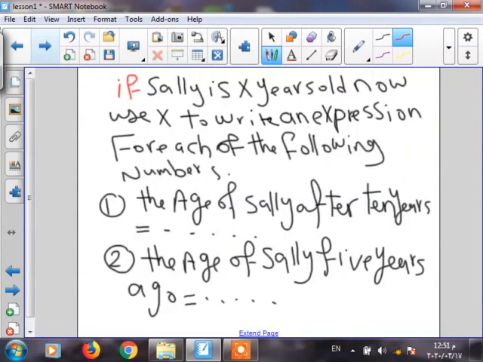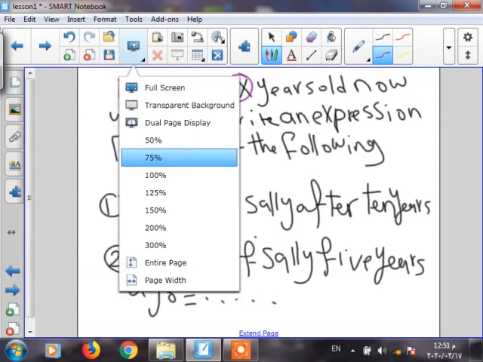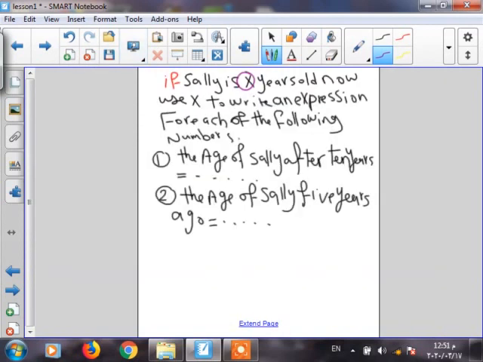So the next one, I have here problem number 1. Sally is 6 years older than X years old now. Use X to write an expression for each of the following.